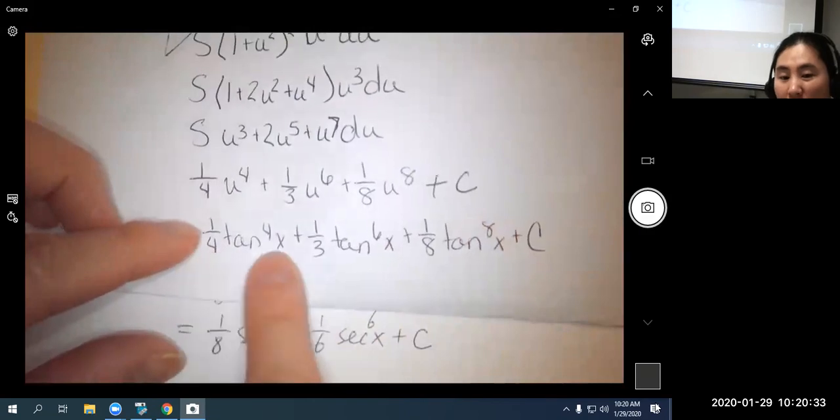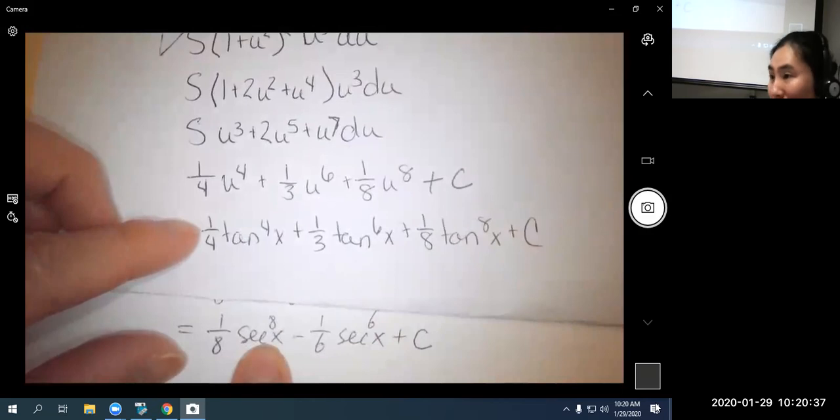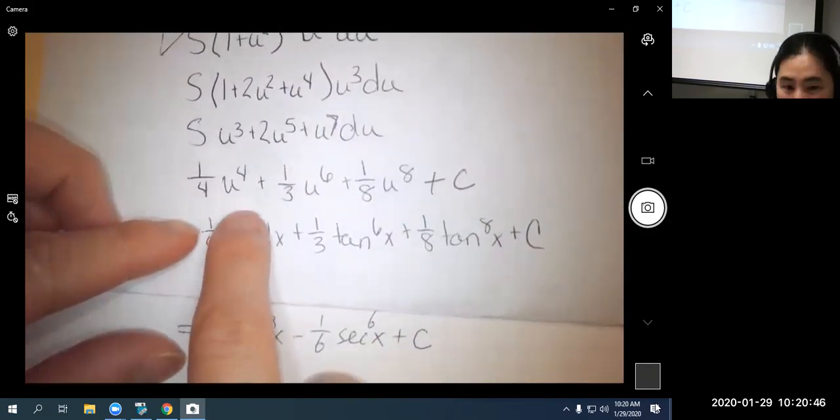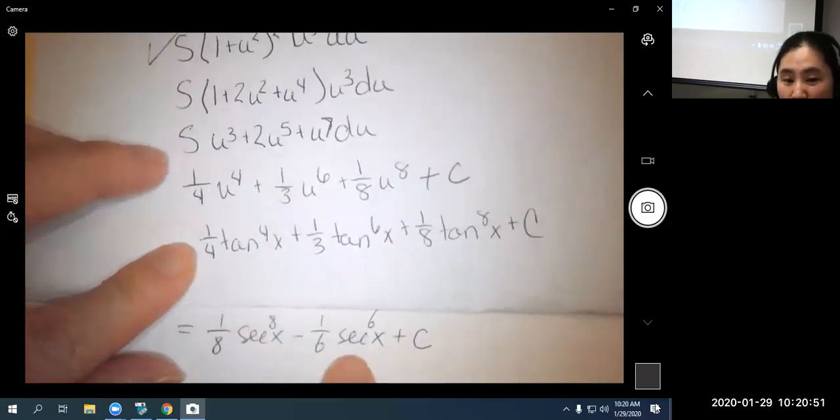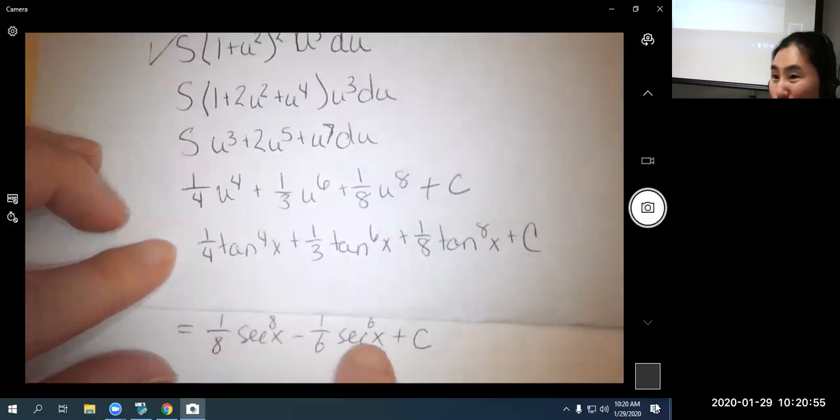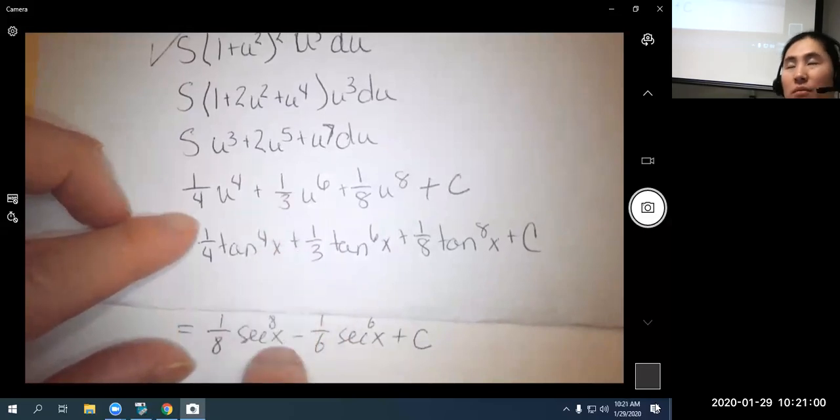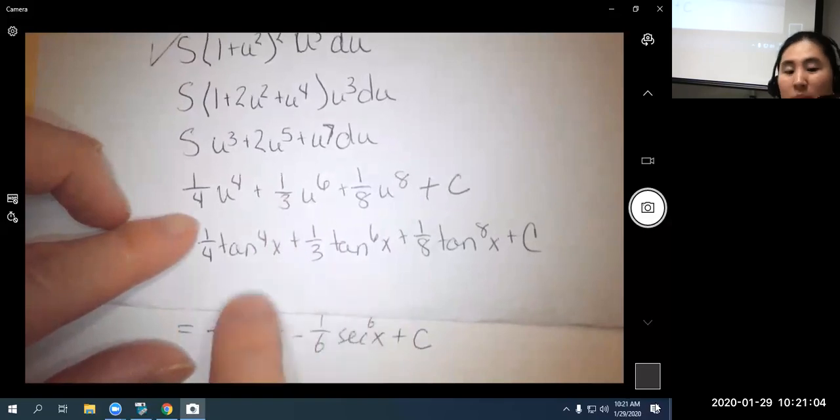Why? Because one is in terms of what? Tangent. The other one is in terms of what? Secant. In terms of sine and cosine, we know secant of x equals 1 over cosine, right? But for tangent, it equals sine of x over cosine of x. So if you have time and you're interested, go ahead and prove that this line equals this line. We can prove they are the same. They look different, but they are the same.